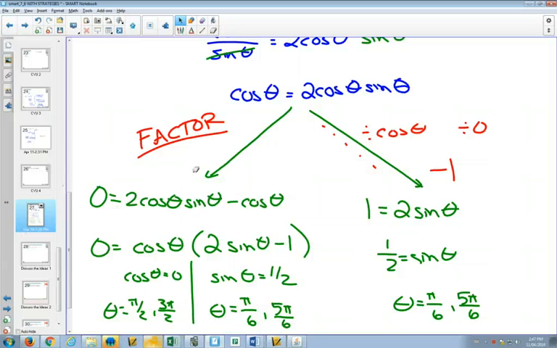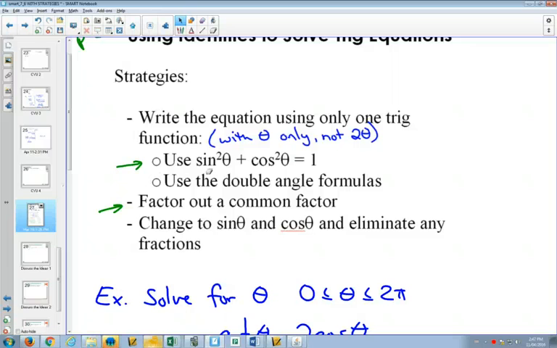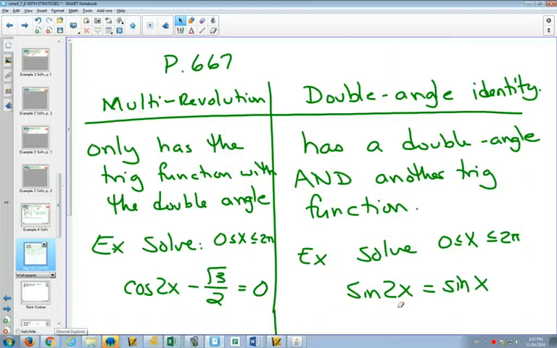All right, the next thing I'm going to show you is questions where you might use the double angle formulas. Okay? So you have room on page 667. If you see a 2 theta in a question, you might think that this is a multi-revolution question, but it might be one where you should use a double angle identity. So I'm going to show you 2 different cases, one where it's a multi-revolution question and one where it's a double angle identity, and how you can decide which of the 2 you should use.